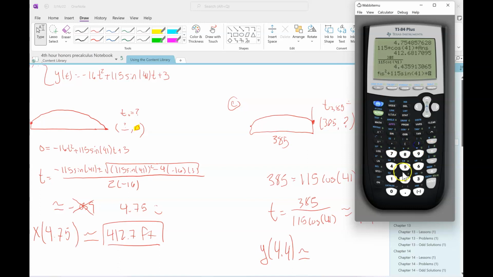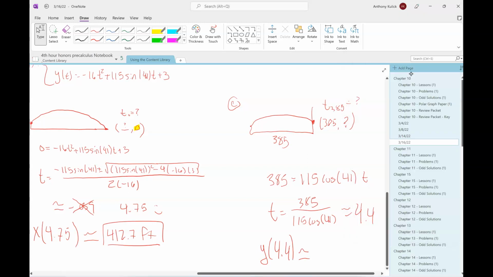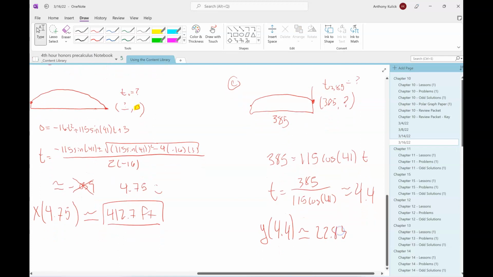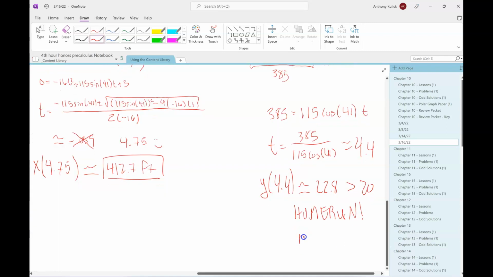Keep in mind, what mode is my calculator in while I'm doing all this stuff? Good. So 22.8 feet high. And since that's greater than 20 feet, we got a home run by 2 point whatever.